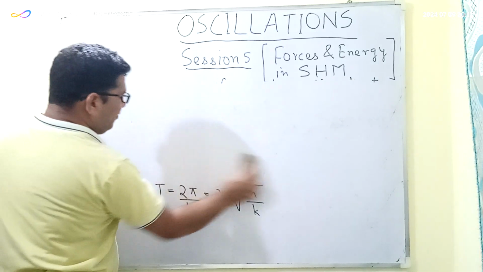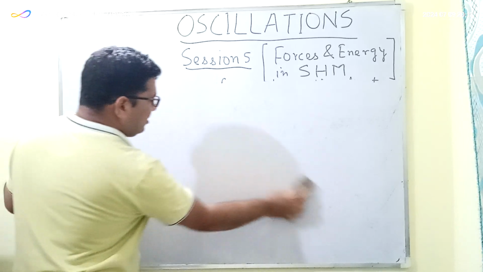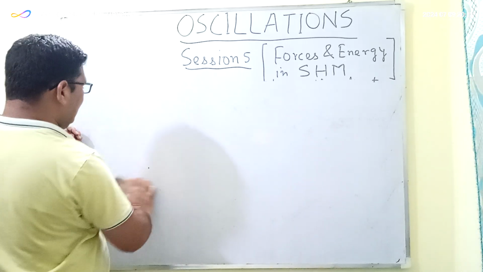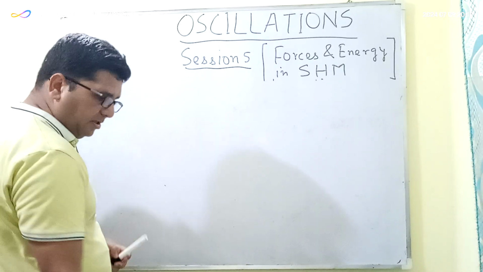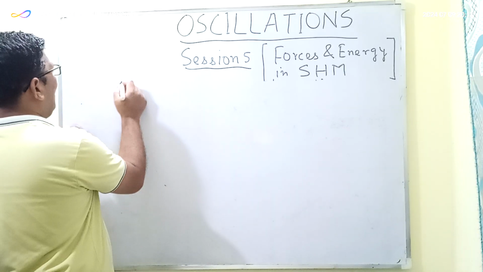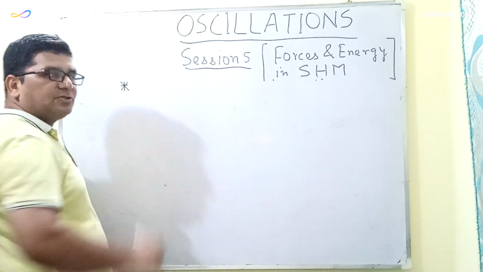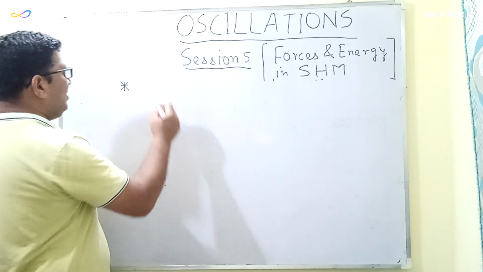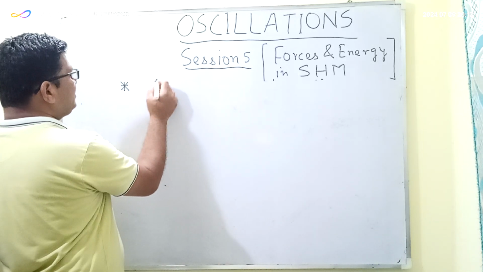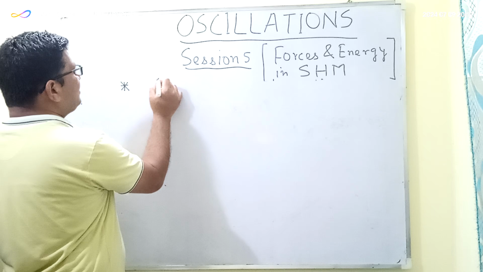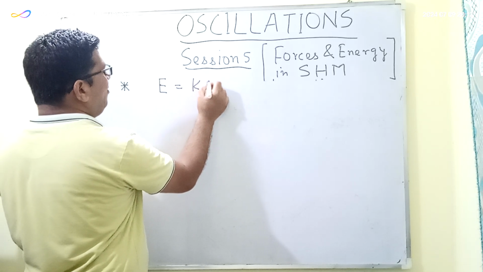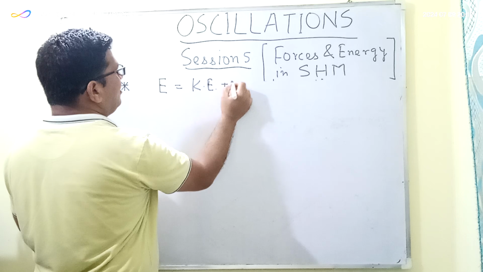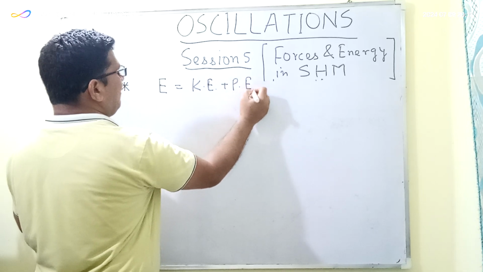Now the next point here is, we will try to find the total energy of a particle or a body which is executing the simple harmonic motion. So a particle or a body which is executing the simple harmonic motion will have two types of energies, that is the total energy will be equal to the sum of kinetic energy and the potential energy.